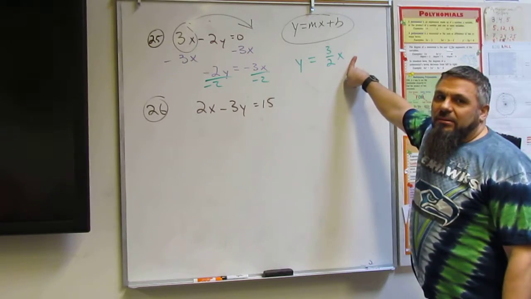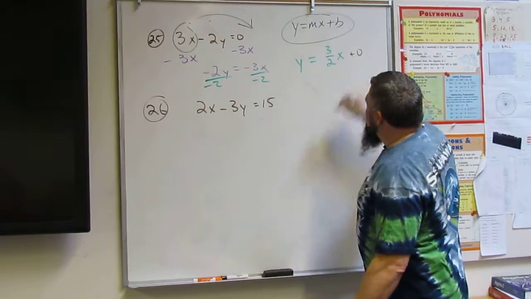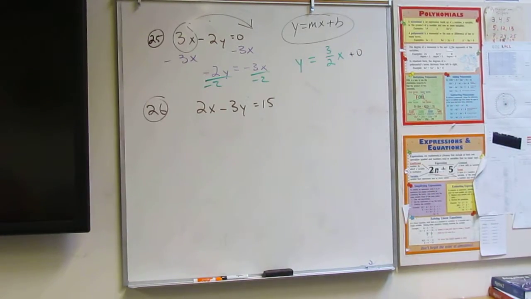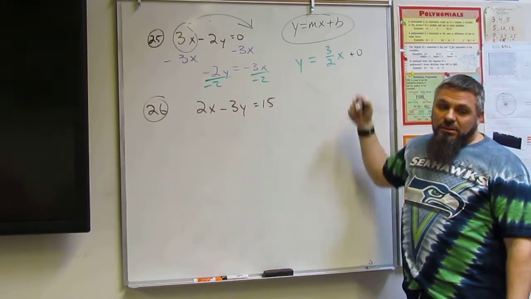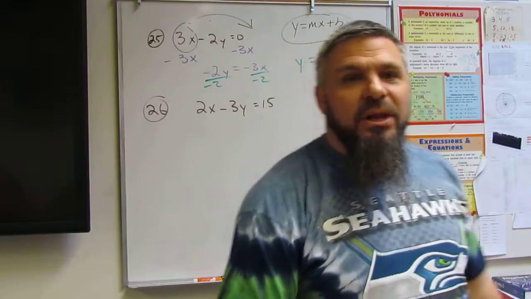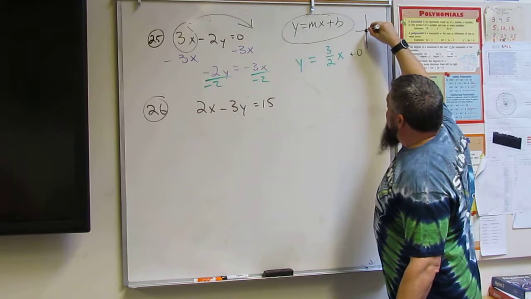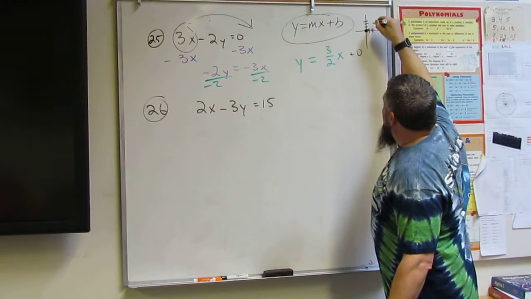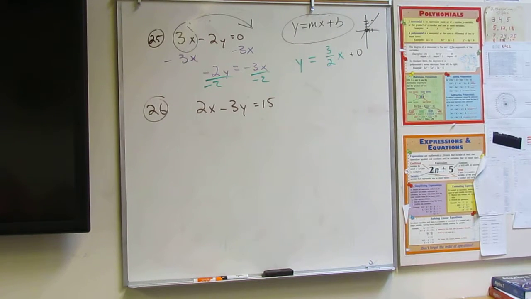But where's the b? 0, yeah. There's a hidden 0 here. You can keep it there, you can throw it away, it doesn't matter. But this is y equals mx plus b. Could I graph this? Does it ask me to graph it? No. But I could. It's really easy. It's going to start here at 0. It's going to go up 3 and over 2. Bam. Super easy. You don't have to. But that's graphing. That's what we are doing here.